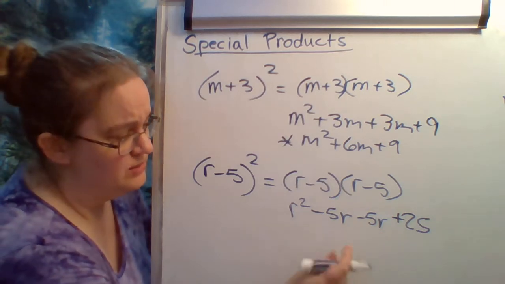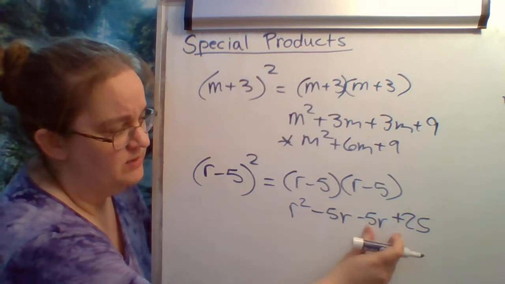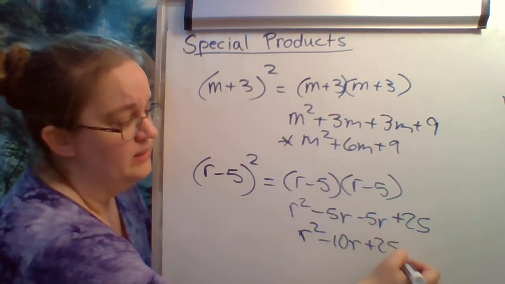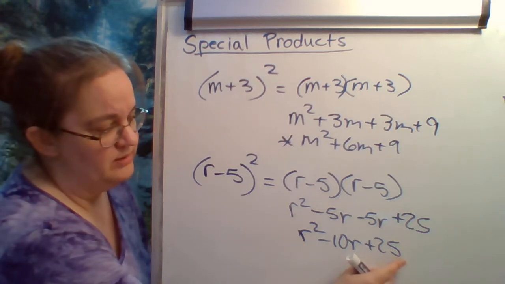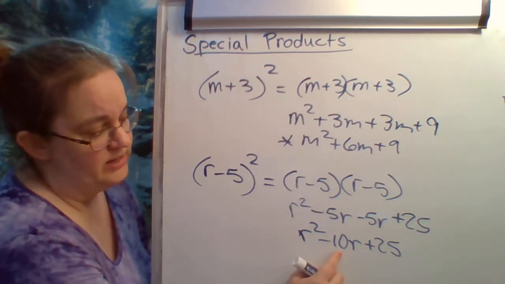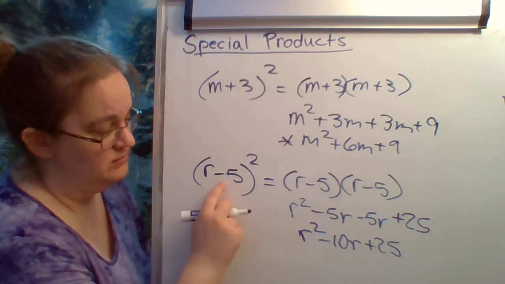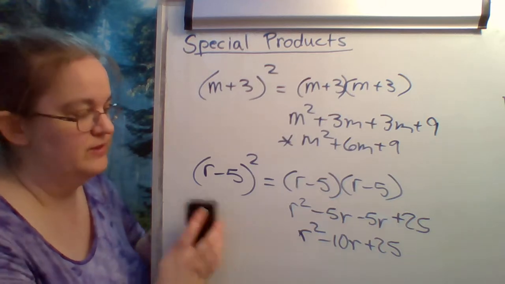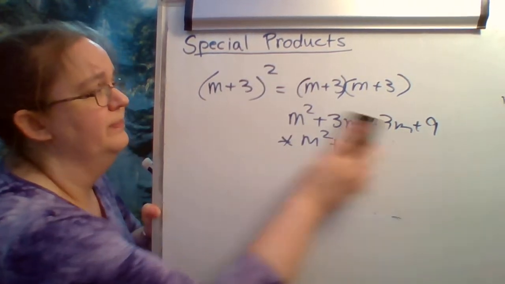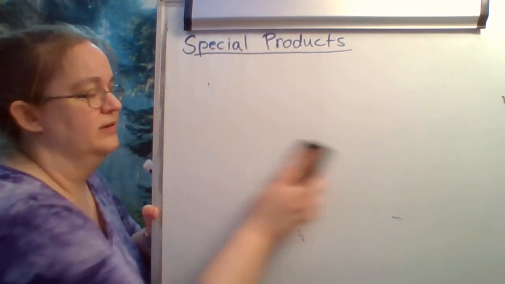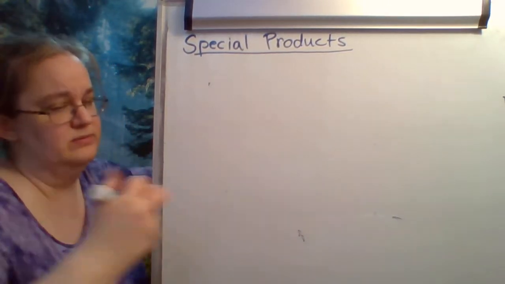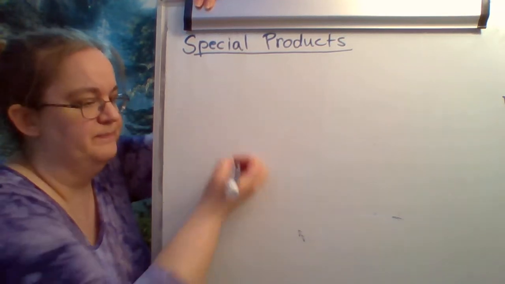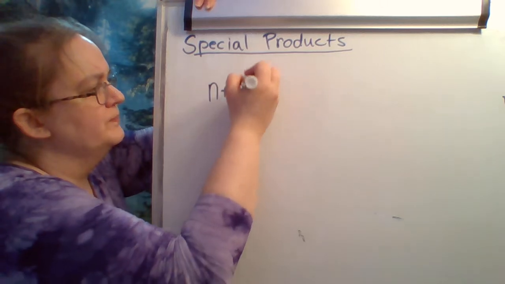When you combine like terms, a negative 5r and a negative 5r is a negative 10r. And again, you see the first term squared, the last term squared, and double the product of the two. Those are just a couple of brief examples on that. Let's take a look at the other case, and then we'll do a few more examples with coefficients other than 1 in front of the first term.